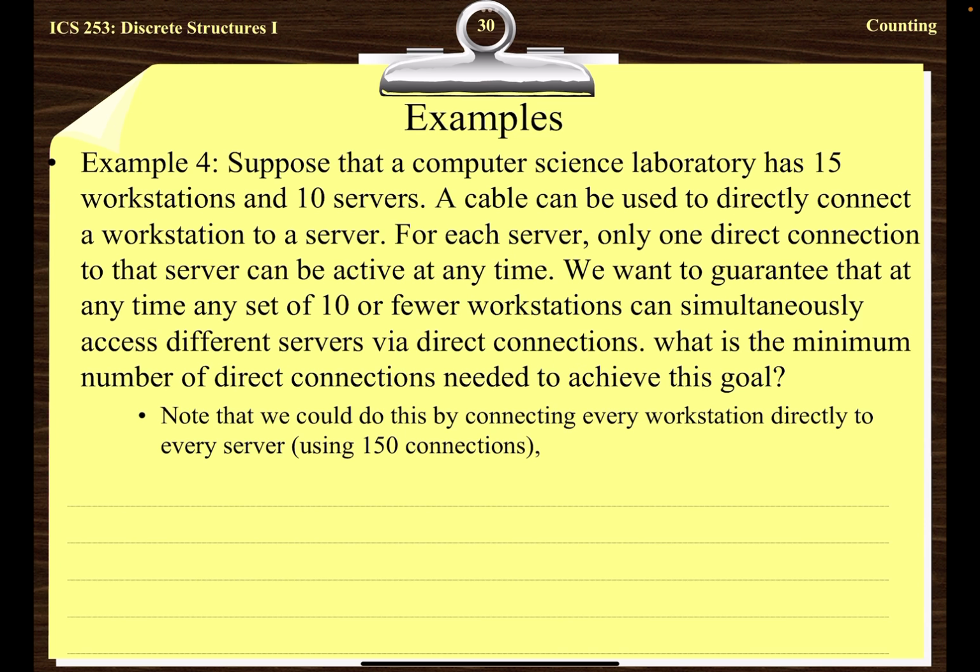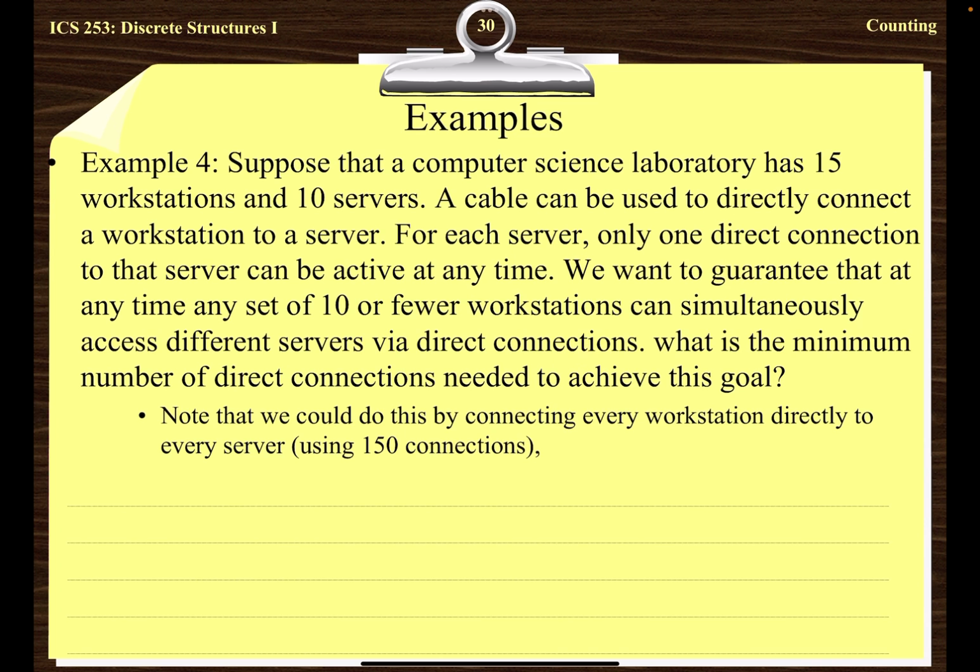Okay. And I will do it the other way around for one reason. I don't want you to think that the solution has an effect on determining the minimum, in this case, for example, 59. I will show you that we cannot do it using 59 connections. If we have 59 direct connections, we will not be able to satisfy the requirement that 10 servers will be available to any subset of 10 workstations.